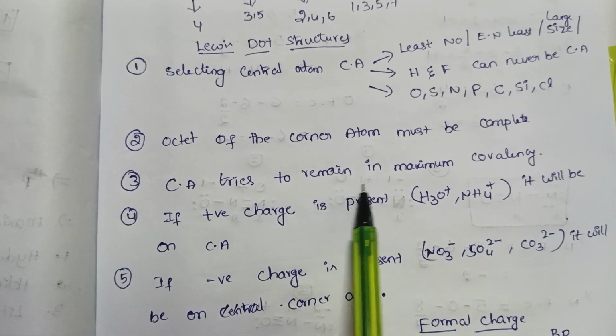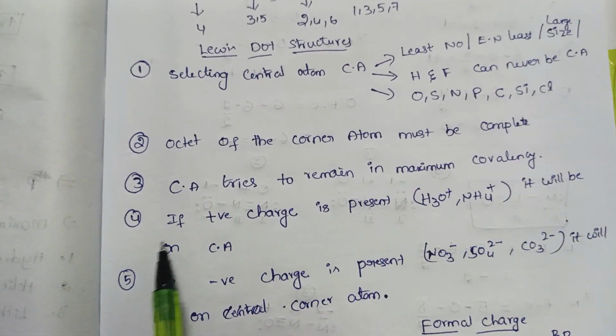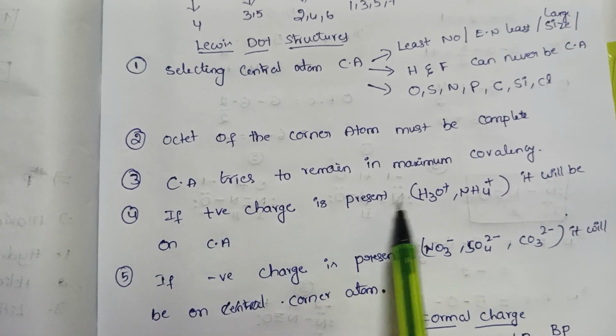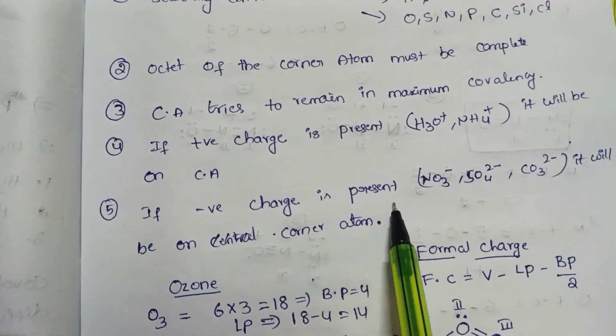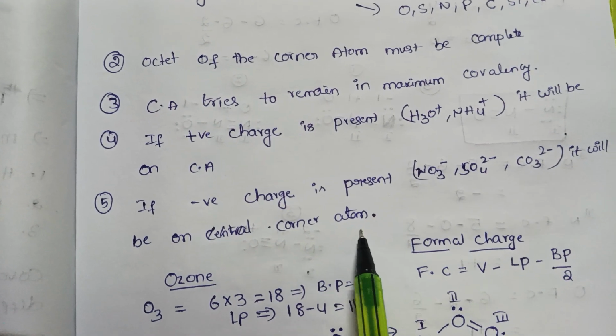Central atom tries to remain in maximum covalency. If positive charge is present, it will be on the central atom. If negative charge is present, it will be on a corner atom.